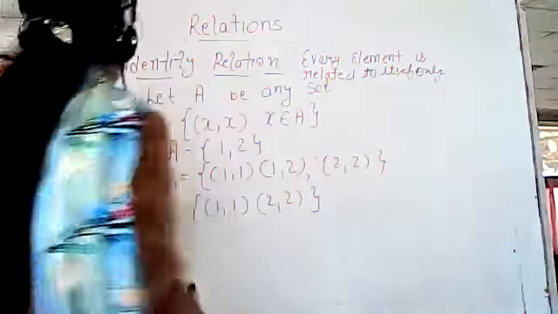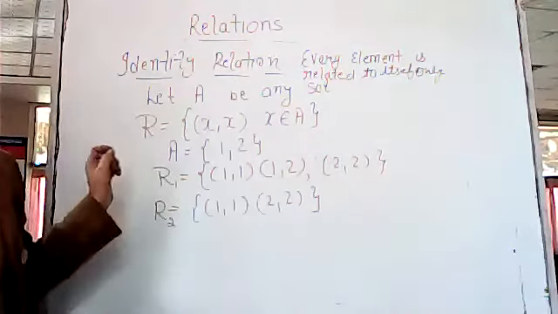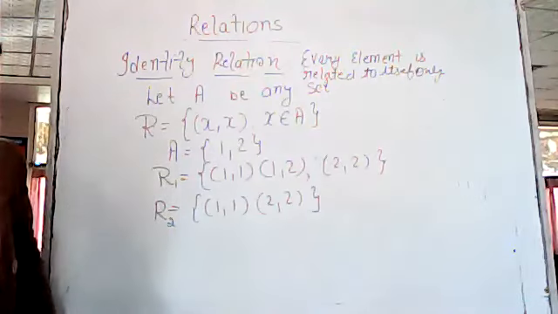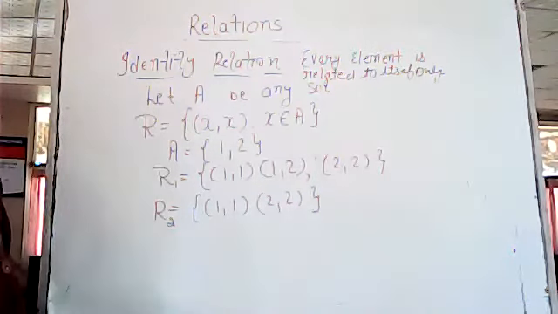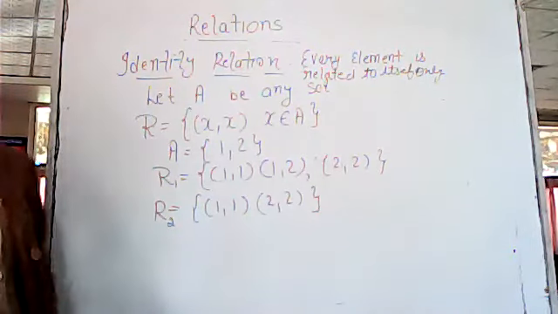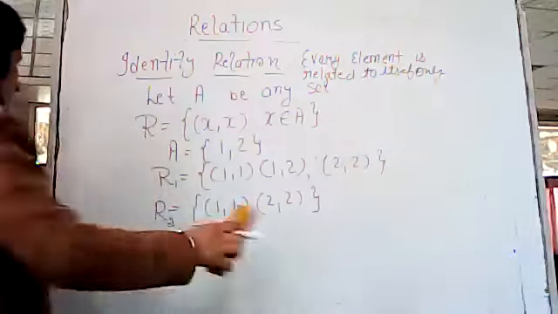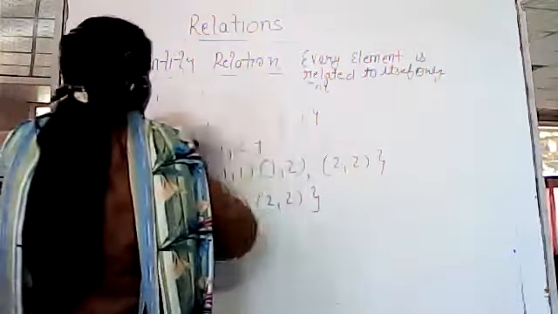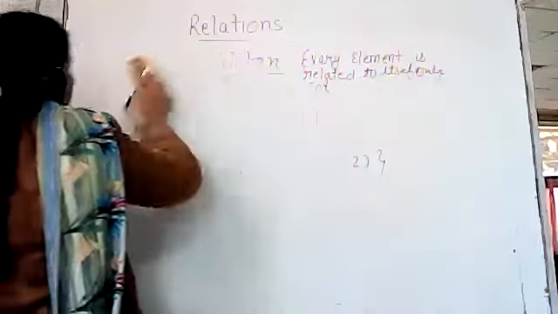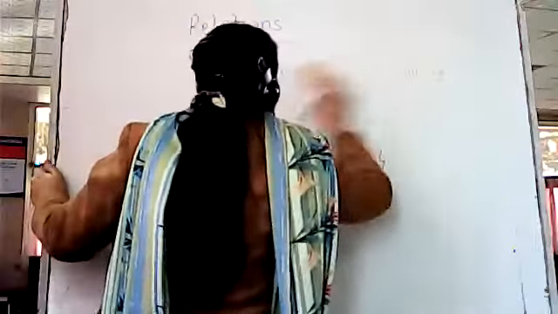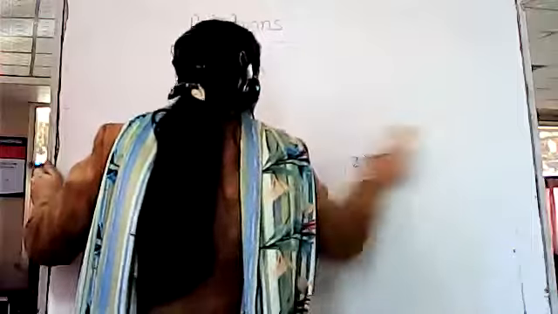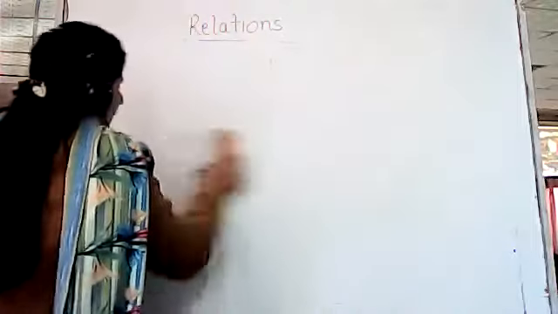Hanji students, after these two examples, do you have any queries regarding identity and reflexive? No, ma'am. So the distinction between both the definitions is clear to everyone. Very good, beta. So identity relation is basically a relation in which every element is related to itself only.